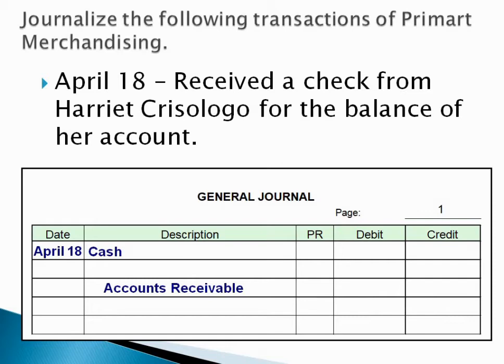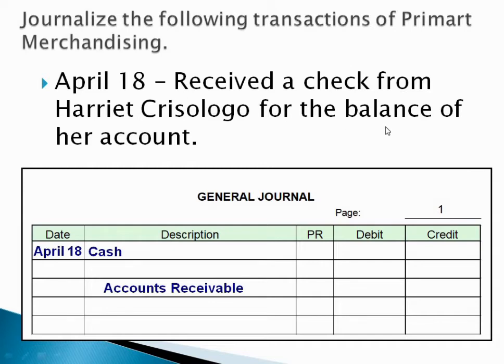And actually, even in case we forgot for a while the previous sale on account to Harriet, we should know that the issuance of the check was in payment for Harriet's accounts payable to Primark or Primark's accounts receivable from Harriet, because it says here, for the balance of her account, meaning for the balance of her accounts payable to Primark or for Primark's accounts receivable from her. Next question, how much must we credit accounts receivable for?